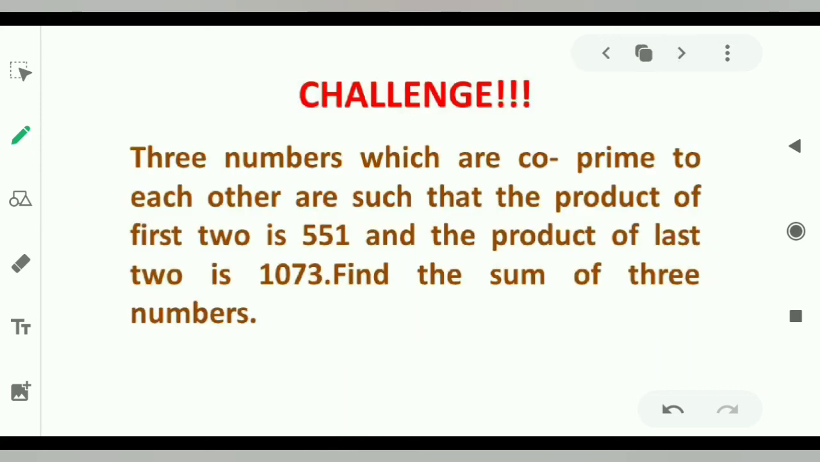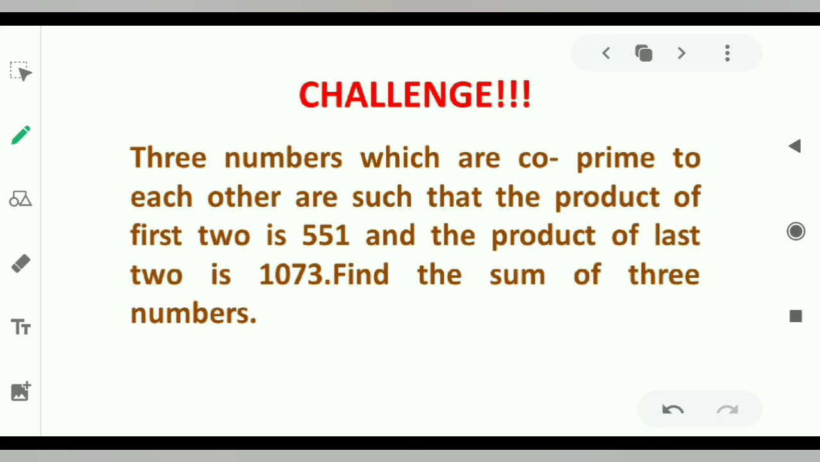Good. Here is a challenge problem for you. I know my students are very clever students, and I believe that you will solve this challenge problem very easily. Let me read the question for you. Three numbers which are co-prime to each other are such that the product of first two is 551 and the product of last two is 1073. Find the sum of three numbers.